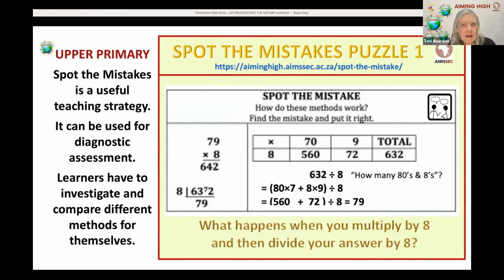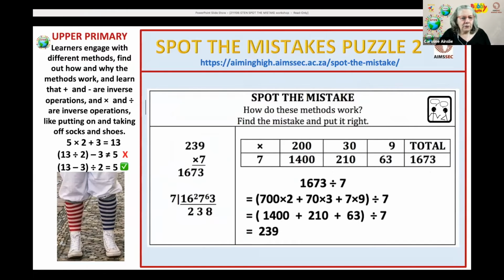Here's another one. We're looking at, again, different methods that work. So that's the beauty of looking at the mistakes in this way, is that everybody gets to have a go and experience the different ways of doing it. So this time it's division. Or we've got, well, no, the division is included. That's just checking this, isn't it? So where is the mistake here?